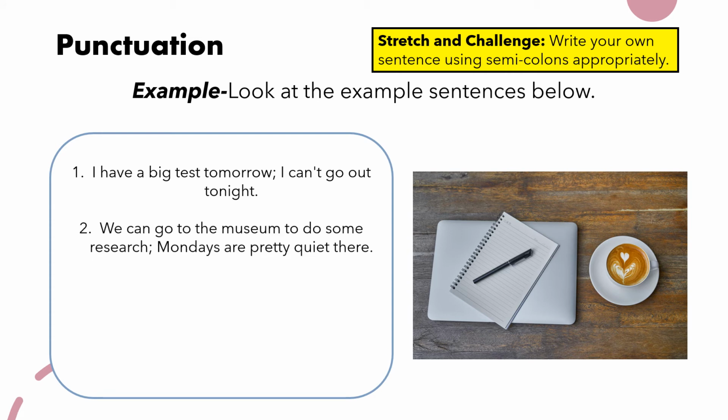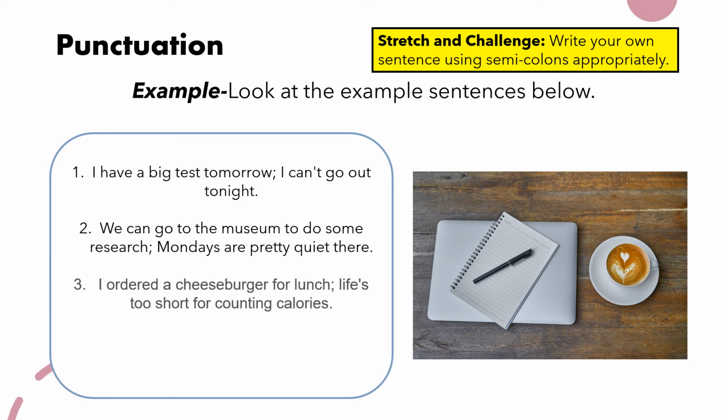Number 2, we can go to the museum to do some research; Mondays are pretty quiet there. Number 3, I ordered a cheeseburger for lunch; life's too short for counting calories. And number 4, call me tomorrow; you can give me an answer then. So you can see with each example, we have 2 separate clauses, which means 2 separate ideas, but they are linked because they're still talking about the same kind of topic here.